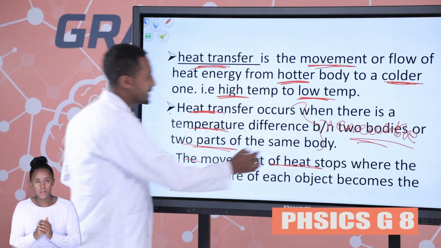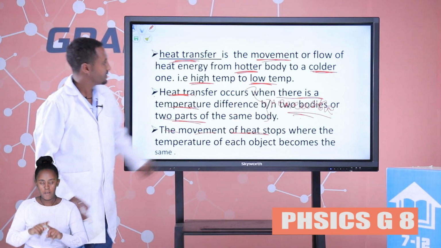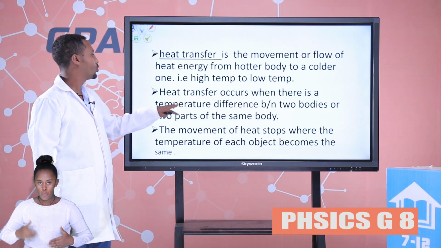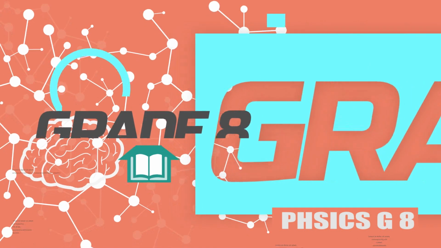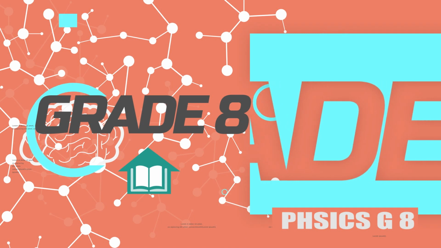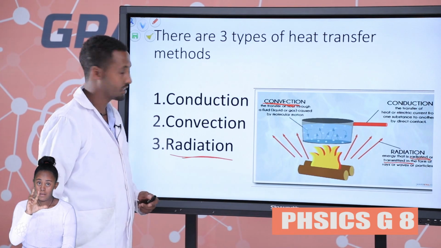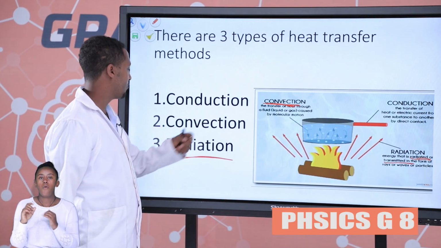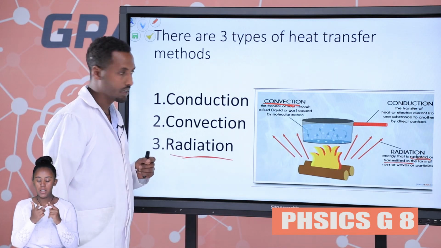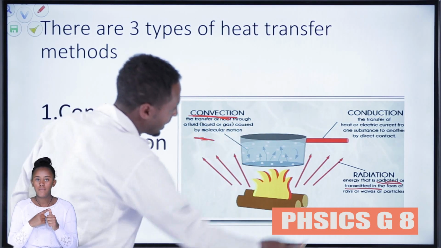Heat transfer occurs when there is a temperature difference between two bodies or two parts of the same body. There are 3 types of heat transfer methods: conduction, convection, and radiation.